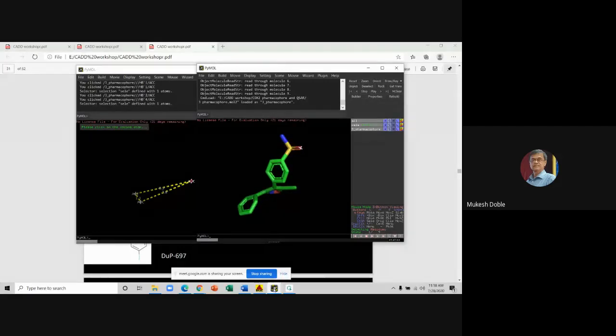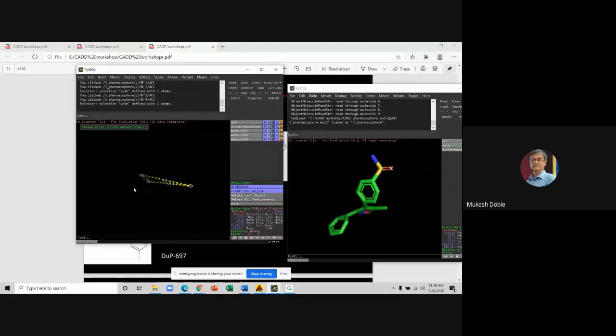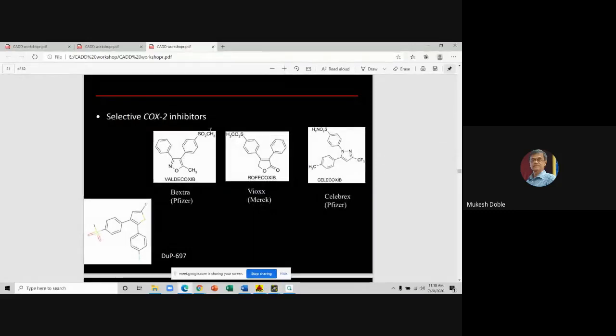So it shows that two acceptors are close by, one acceptor is far away, about 7.8 angstrom, 8.1 angstrom, about 1.3 angstrom. That is the common feature of all these four molecules, which are cyclooxygenase 2 inhibitors. Acceptors means either nitrogen or oxygen, and similarly one acceptor is far, two acceptors are close. Okay, you can see this.